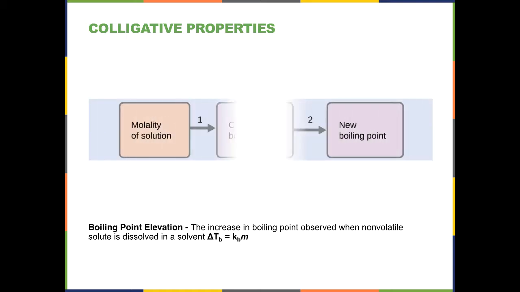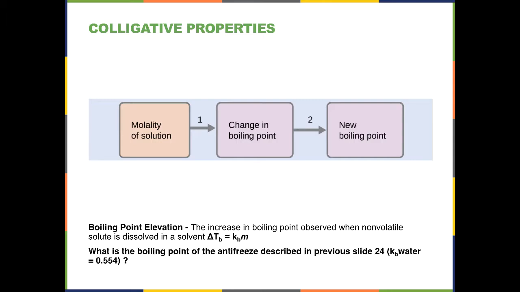Now, when you're doing this calculation, the best way to go about it is to look at something like this. First of all, you have to find the molality of the solution. Once you find the molality of the solution, then using the formula, you find the change in boiling point. Once you find the change in boiling point, you add that to the boiling point of the pure substance, and this gives you the new boiling point. So let's look at a problem.